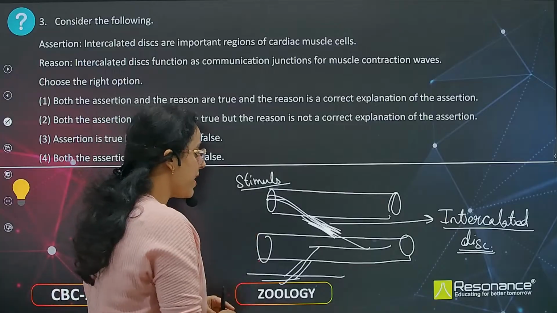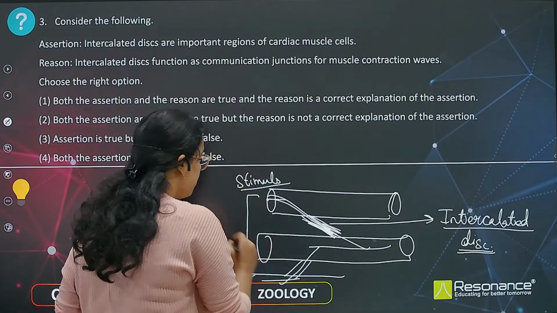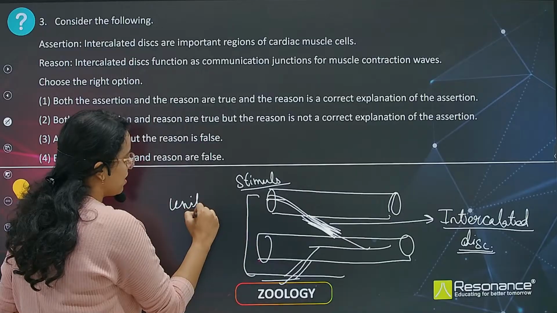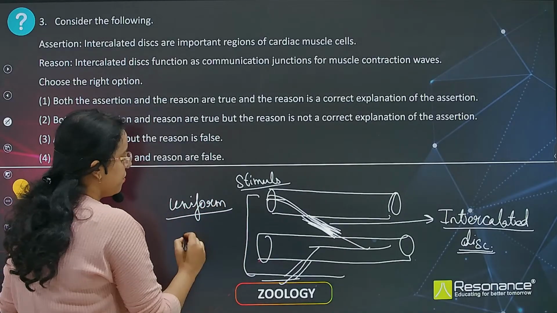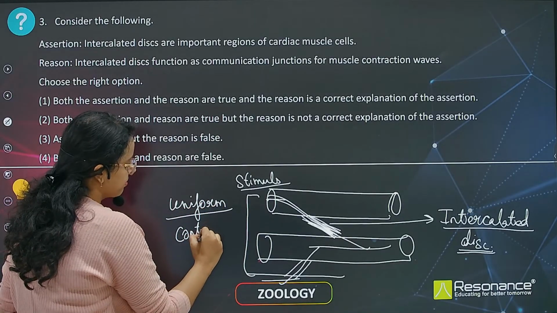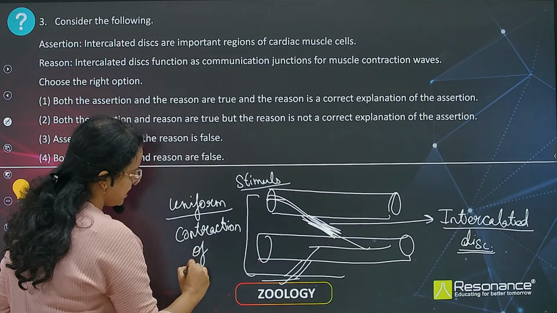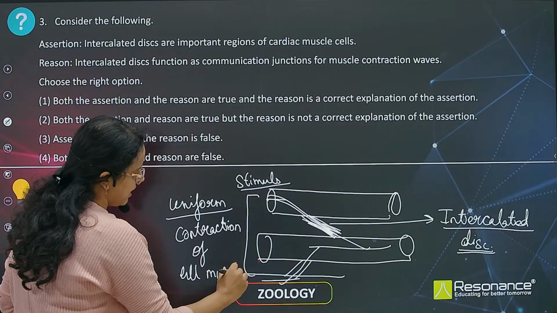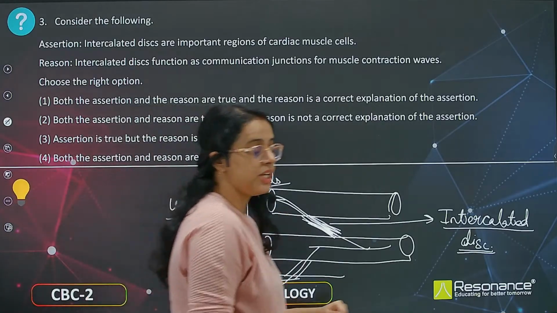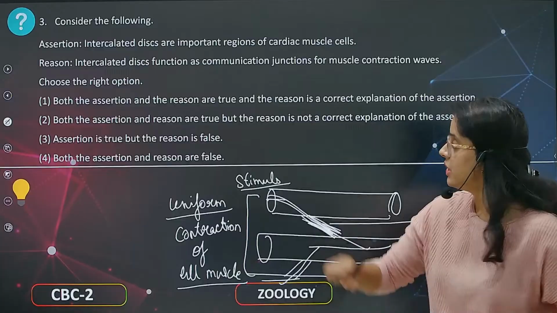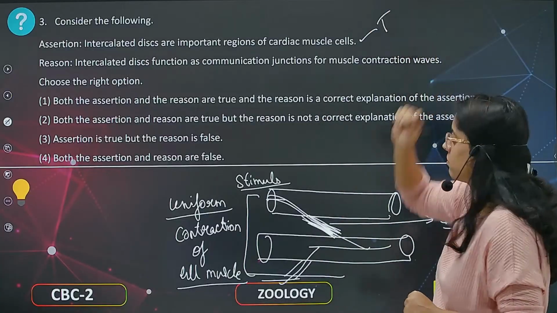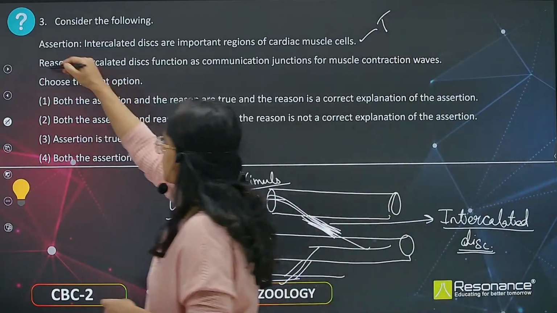And why is it required? For uniform contraction of all cardiac muscle cells. That is the reason they are connected to each other through intercalated discs. So this statement is true. This is the first statement, the assertion.